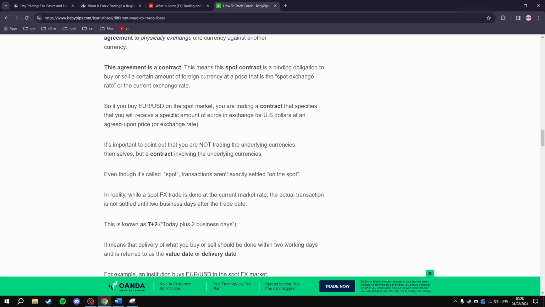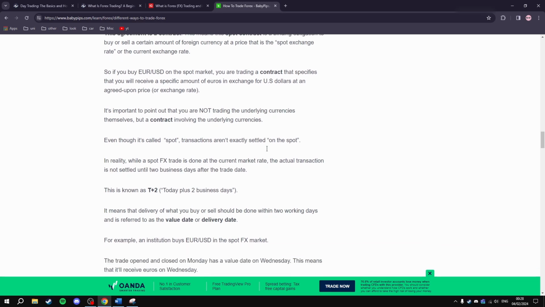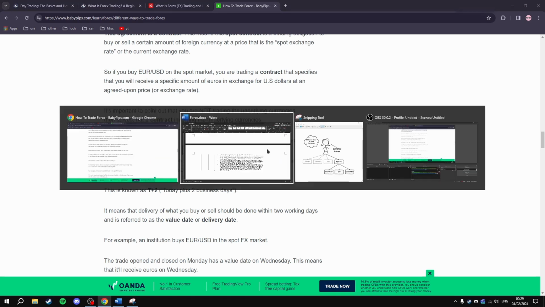This means that the spot contract is a binding obligation to buy or sell a certain amount of foreign currency at a price that is the spot exchange rate or the current exchange rate. So if you buy the euro dollar on a spot market, you are trading a contract that specifies that you will receive a certain amount of euros in exchange for US dollars at an agreed upon price or exchange rate. It is important to point out that you are not trading the underlying currencies themselves, but a contract involving the underlying currencies.